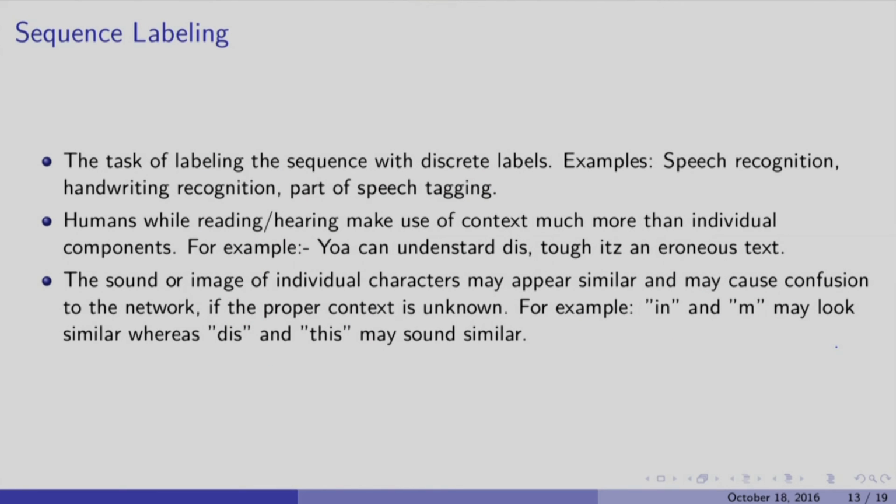Of course, we have been talking about sequences, but sequence labeling itself is a big area, and there are several tasks in sequence labeling where the context is more important than the individual components and the exact sequence. Here is an example. When we read the sentence, tough aids and erroneous text, we all can understand it: you can understand this though it is an erroneous text. Now how are we able to do this? It is because we are aligning not at character level but at word level.